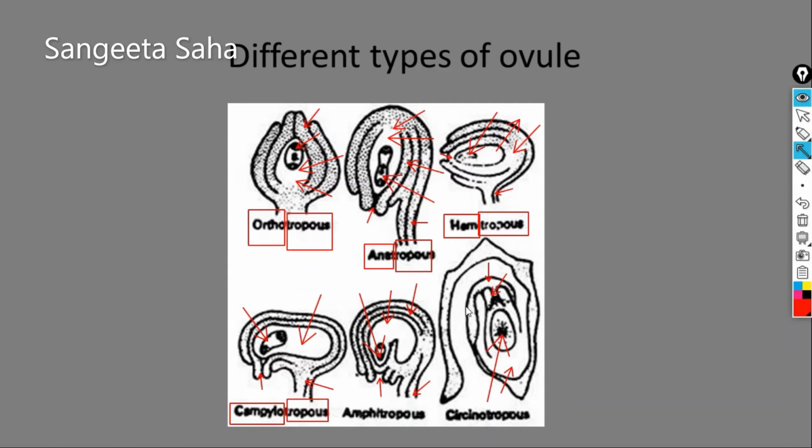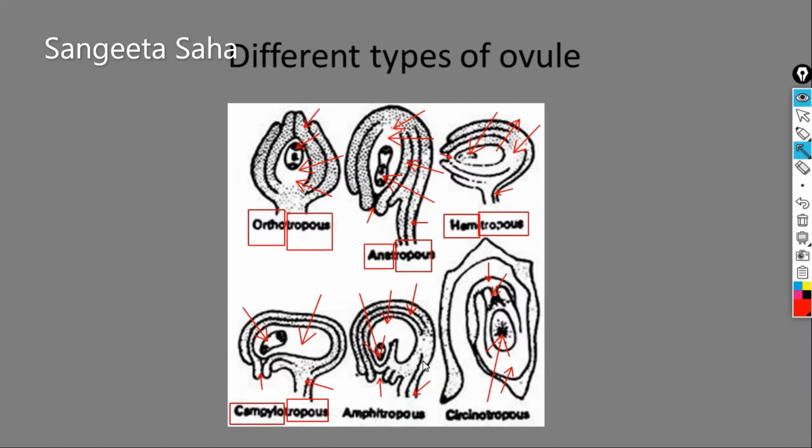here is very long, and the ovule rotates by an angle of 360 degrees, and it is put in such a manner that it is completely circled around by the funicle. Here the micropyle faces upwards, and this is found in the Cactaceae family.